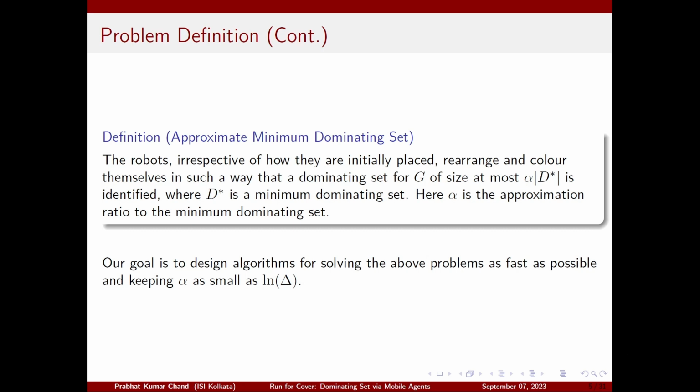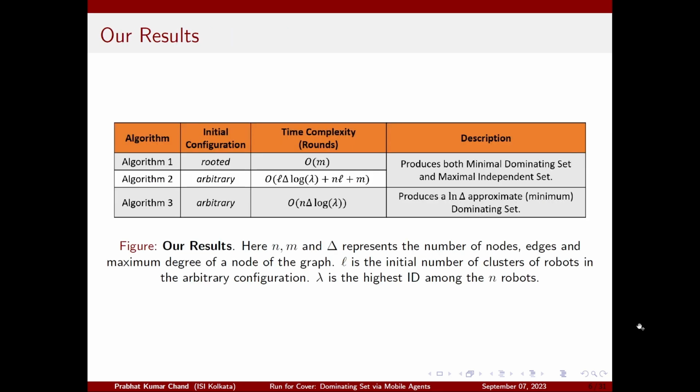So our goal will be to design algorithms for solving these problems as fast as possible, keeping a low memory per robot and keeping the approximation ratio as small as ln delta. So these are our results. Our first algorithm, where the robots begin at a rooted initial configuration, produces both a minimal dominating set and a maximal independent set in order of m rounds, where m is the number of edges of the graph.